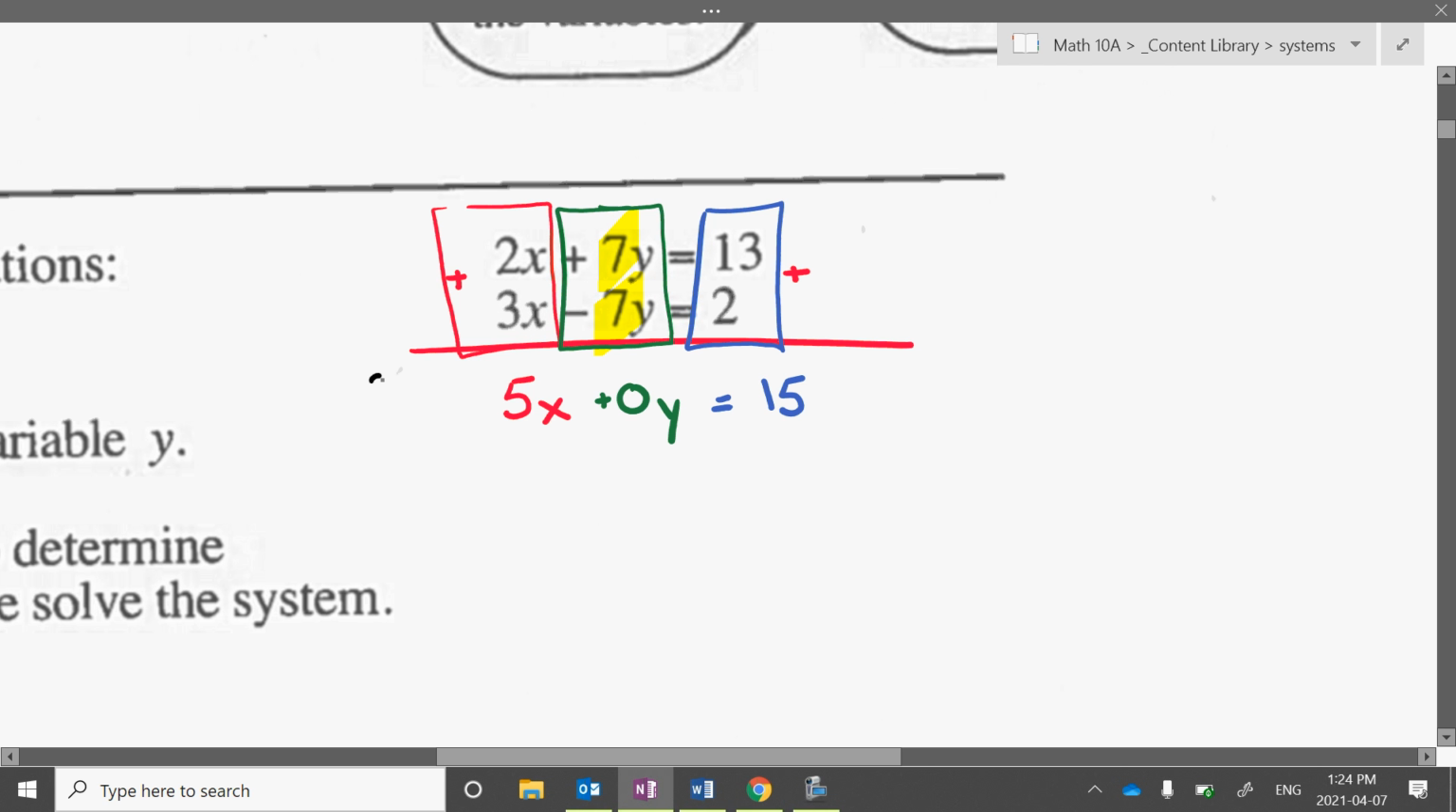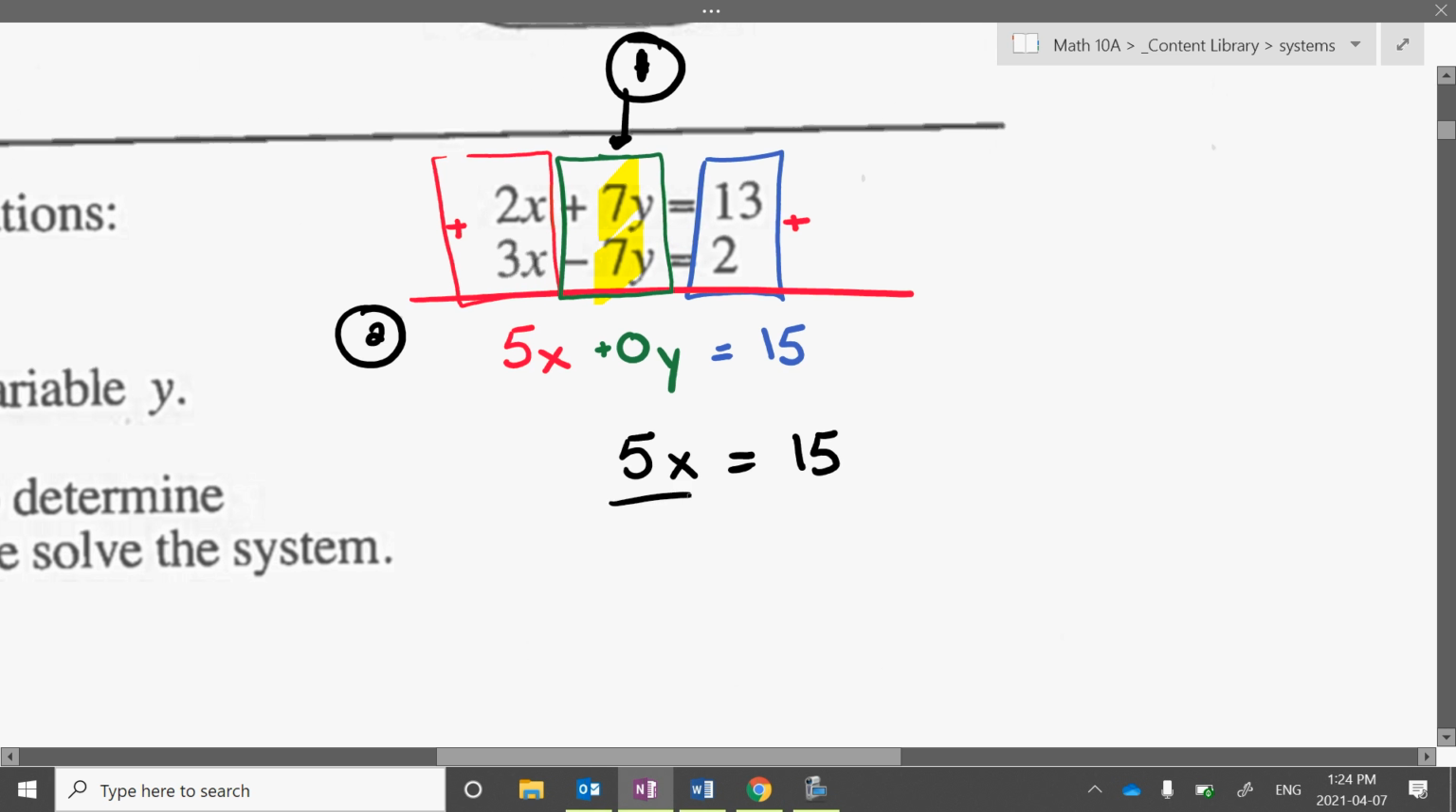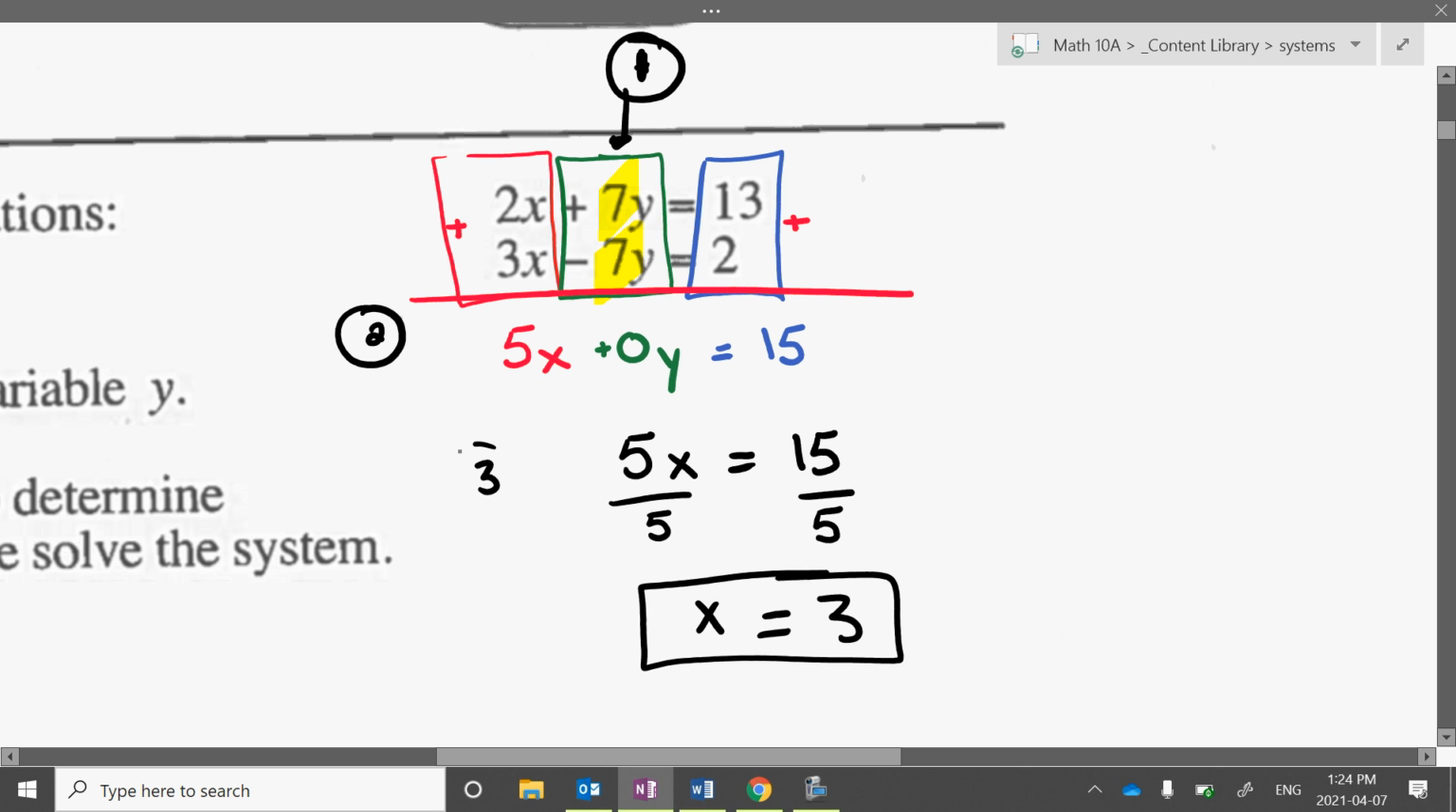So this is our like step 2. Our step 1 was making sure that they both had the 7s. So now my equation together, the 2 of them added together, tells me that 5x is equal to 15. Can I solve for x? Yes. So now I'm going to divide both sides by 5. So then we have that x is equal to 3. So that's our step 3 solving for it.